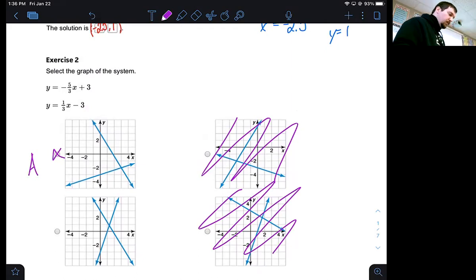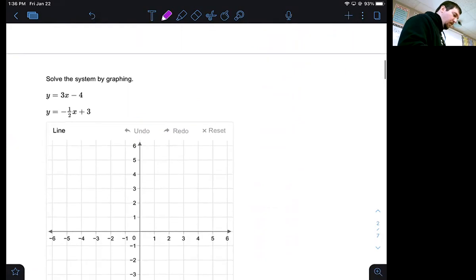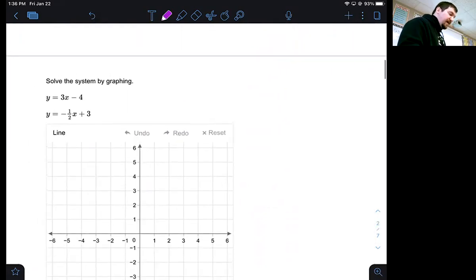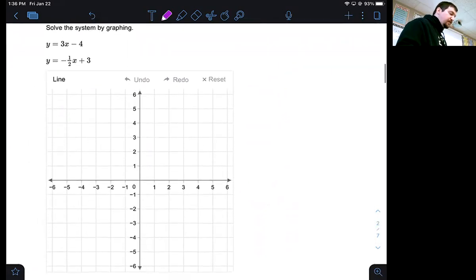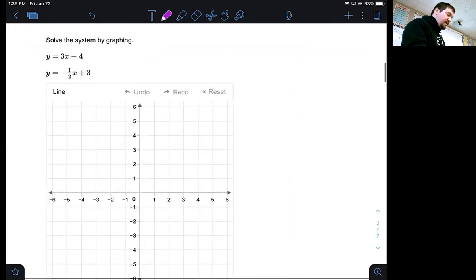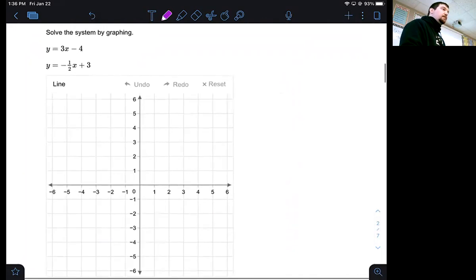So, number 3 wants you to solve this by graphing. Okay, so what I'm going to have you guys do then is not draw, just put no work on your paper, and then you help me graph this.